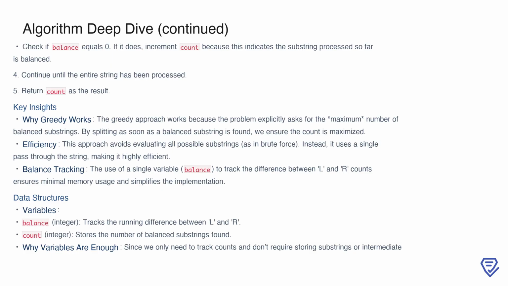The greedy method works because it prioritizes immediate, locally optimal splits, which also lead to the globally optimal solution. By avoiding the need to evaluate all possible substrings, we achieve high efficiency, using only a single pass through the string. This makes the solution both time and space efficient. With just two integer variables, balance and count, we keep the implementation simple and memory usage minimal.